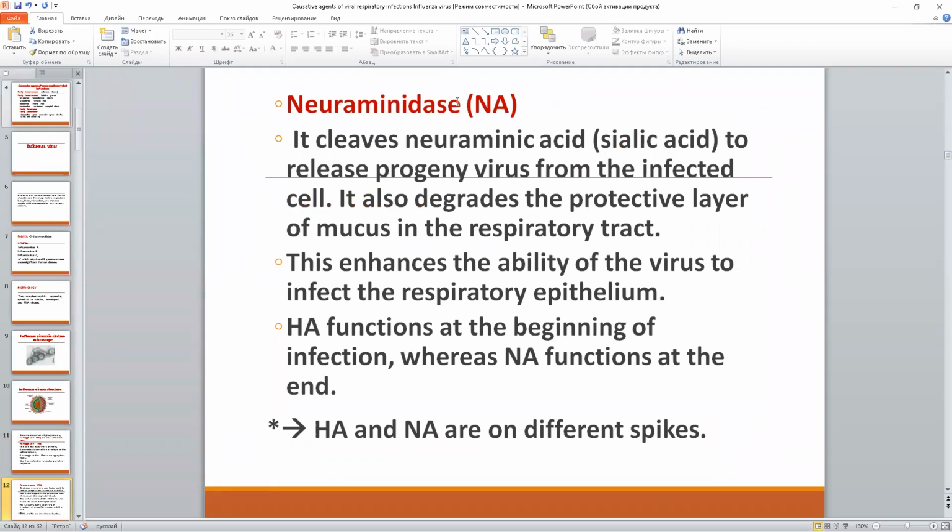Neuraminidase or sialidase is an enzyme. It cleaves neuraminic acid or sialic acid to release progeny virus from the infected cells, to help them go out. It also degrades the protective layer of mucus in the respiratory tract. This enhances the ability of the virus to infect the respiratory epithelium. Hemagglutinin functions at the beginning of infection, whereas neuraminidase functions at the end of replication. And hemagglutinin and neuraminidase are on different spikes.